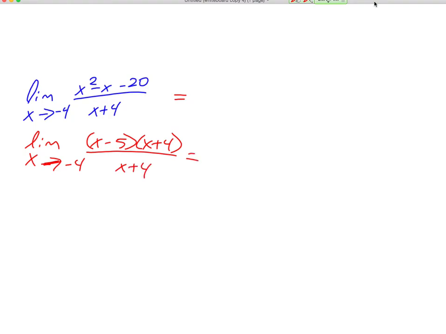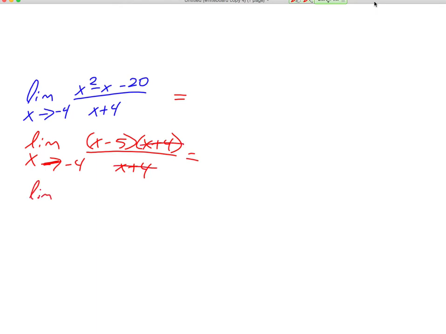Okay, and here's a hint. Usually when you're factoring the numerator, one of your factors is something that's in the denominator. So in this case, when I was factoring x squared minus x minus 20, I had a pretty good idea that one of those factors had to be x plus 4. So keep that in mind when you're doing that. All right, now what can I do? They cancel out.